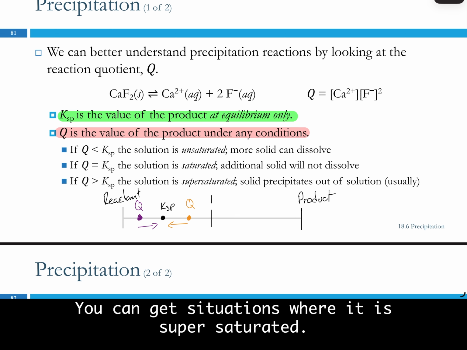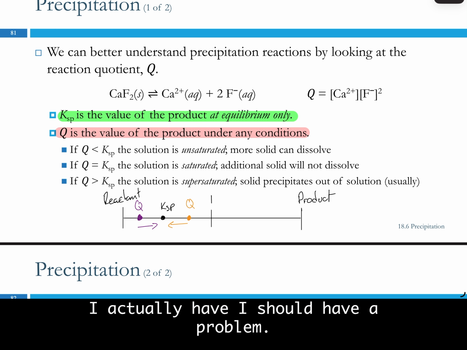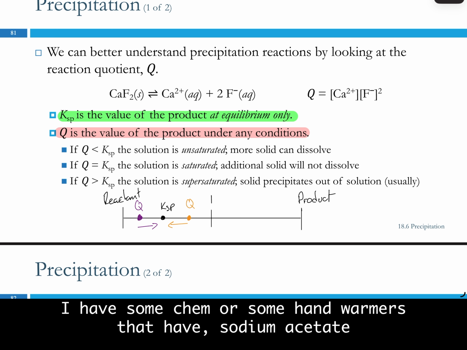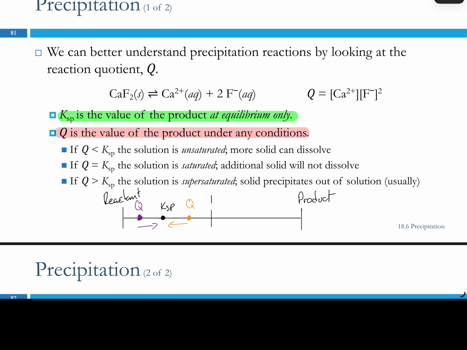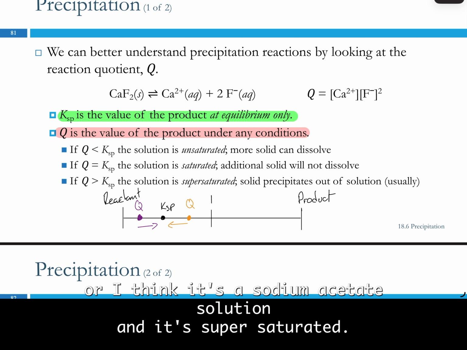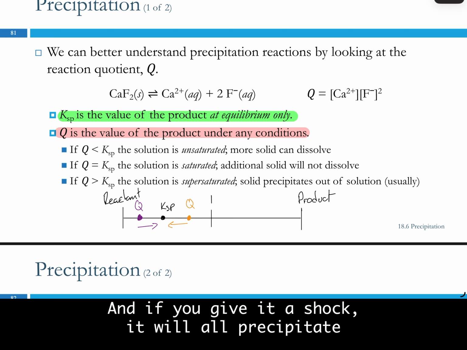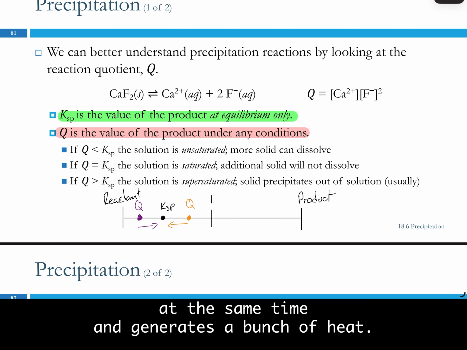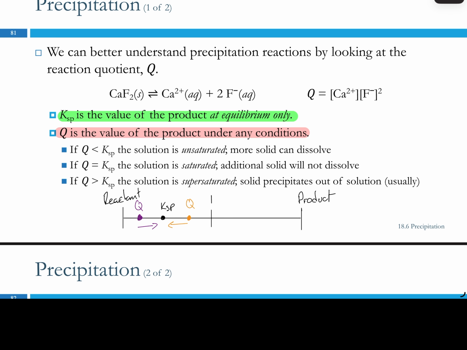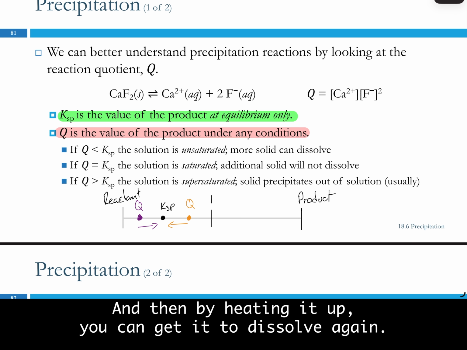You can get situations where it is supersaturated. I should have brought them. I have some hand warmers that have sodium acetate, or I think it's a sodium acetate solution, and it's supersaturated. And if you give it a shock, it will all precipitate at the same time and generates a bunch of heat. So that would be a supersaturated solution that you can kind of control. And then by heating it up, you can get it to dissolve again.